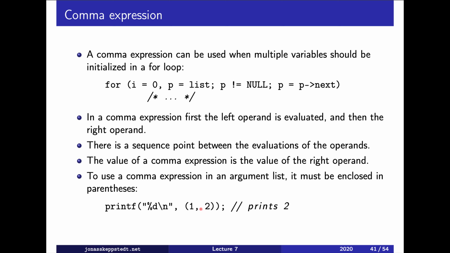Okay, so here we have not three operands but two operands, and this is a comma expression, with the first value and the second value, and the value of this comma expression is the last one, so it's 2, so 2 will be printed.